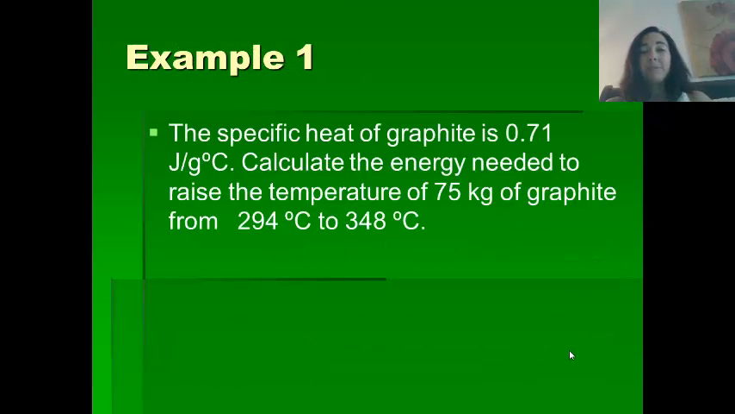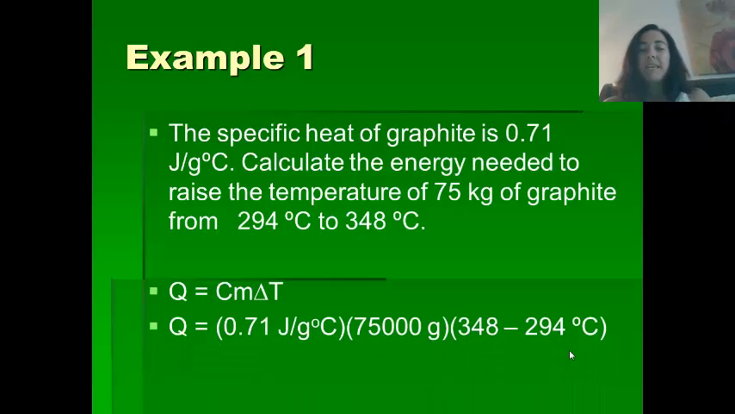Here I'm given the specific heat of graphite. It's 0.71 joules per gram degree Celsius, and I'm asked to calculate the energy needed to raise the temperature of that graphite from 294 degrees Celsius to 348 degrees Celsius. And it's a pretty large sample of graphite at 75 kilograms. So I'm going to use that new equation that we just looked at. I want to substitute in all my values, so let me show you that.